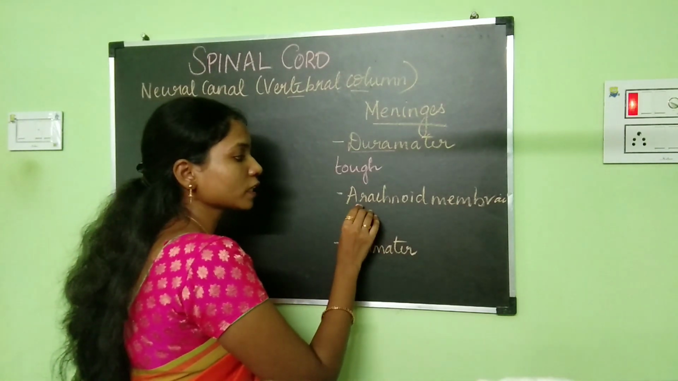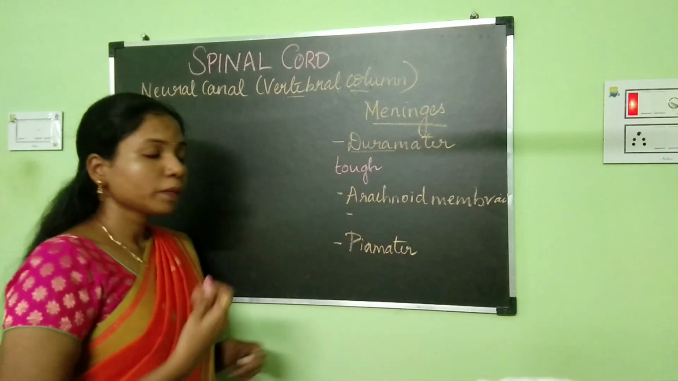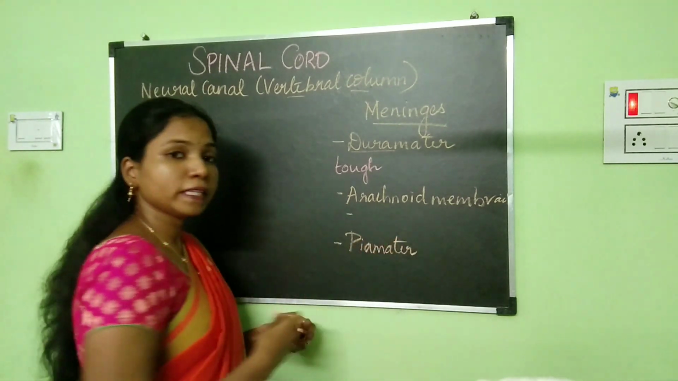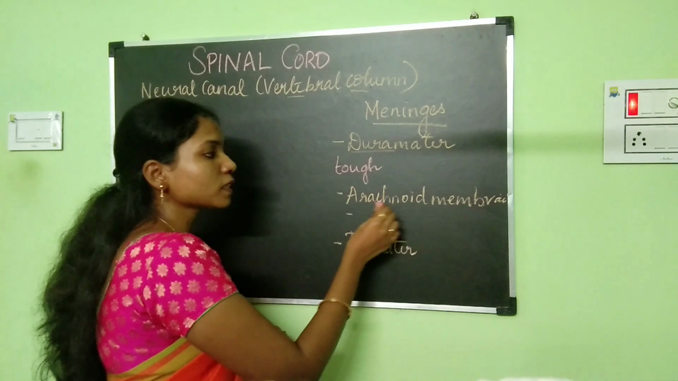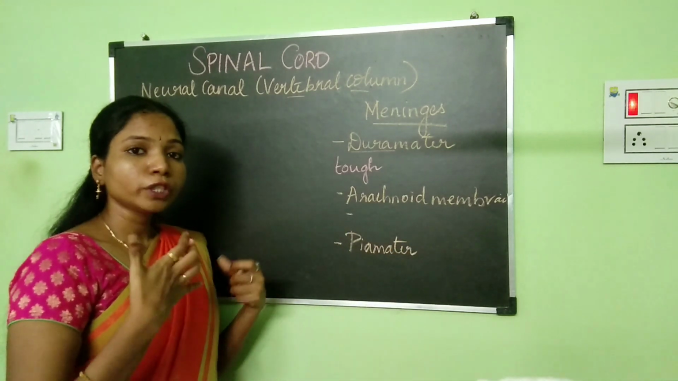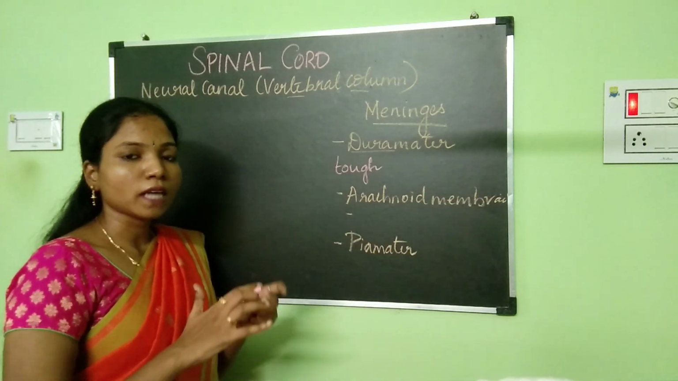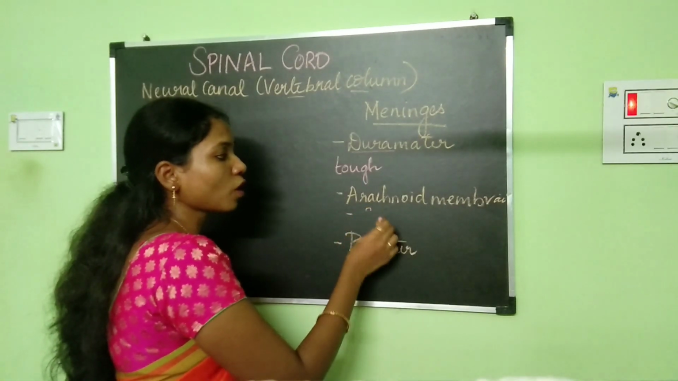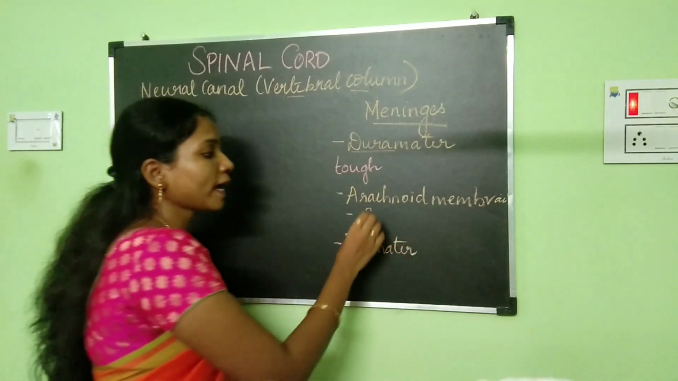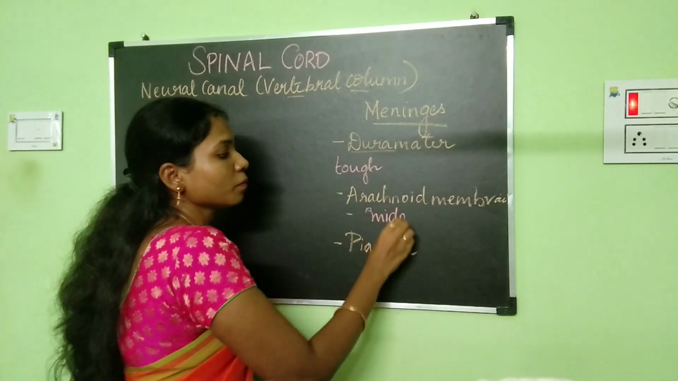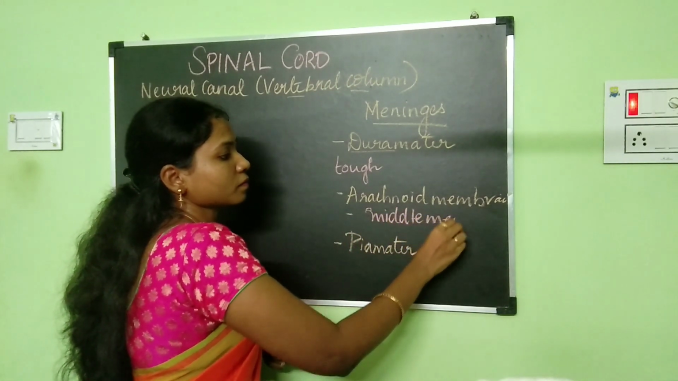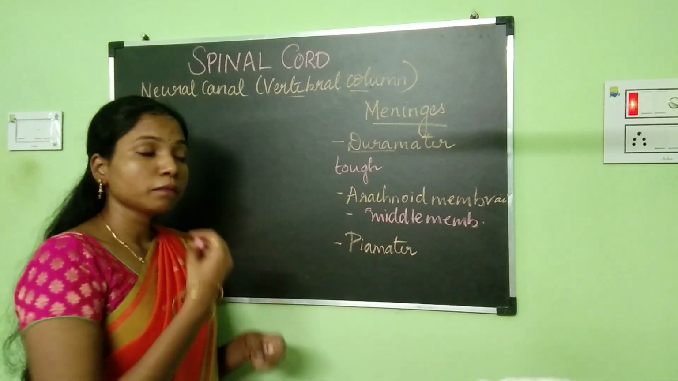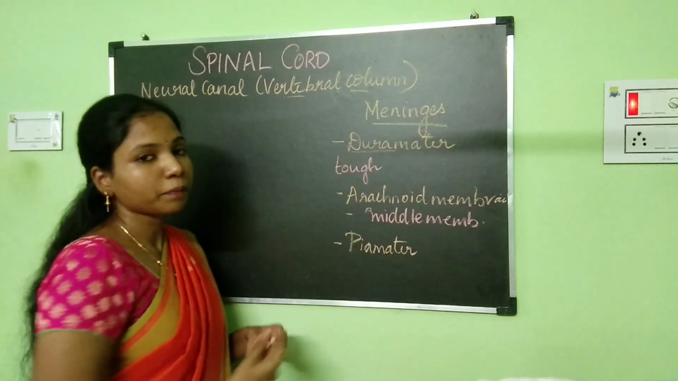Then what is this arachnoid membrane? This arachnoid membrane looks somewhat like a spider web. The word arachnoid means spider. So this arachnoid membrane is going to look like a spider web. Its appearance is like a spider web. So this membrane is therefore called the arachnoid membrane and it is the middle membrane. It is in between the dura mater and the pia mater.